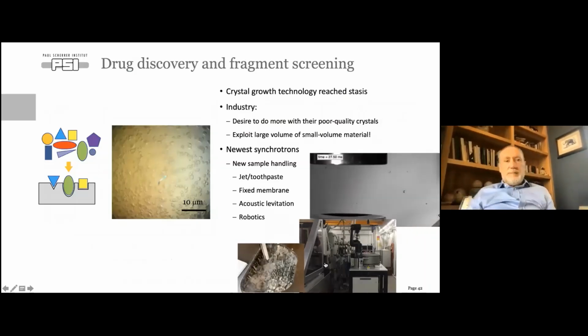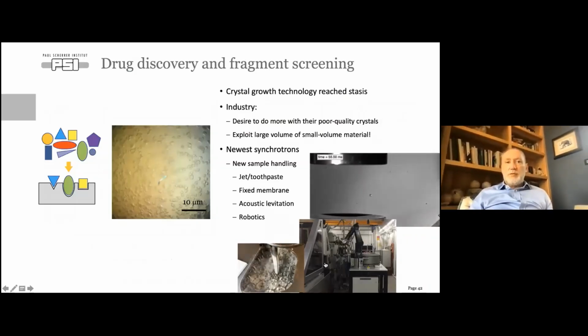So regarding the fragment screening, crystal growth technology has reached something of a stasis, but the industry would therefore like to say, well, you know, we're not really getting very much further with our crystal growth properties and our skills. So what we'd like to do is actually start to use some of the poorer crystals. So it exploits a large volume of small volume material.